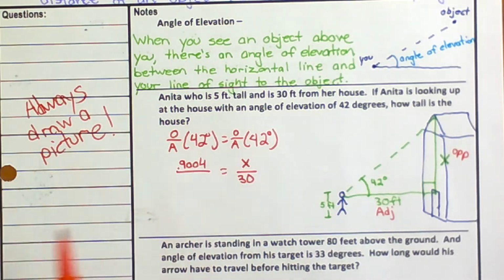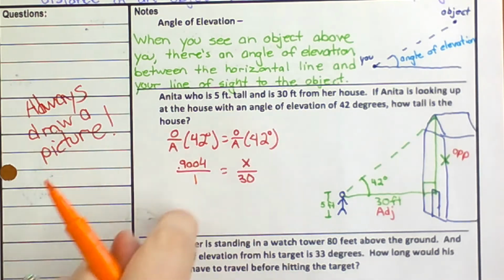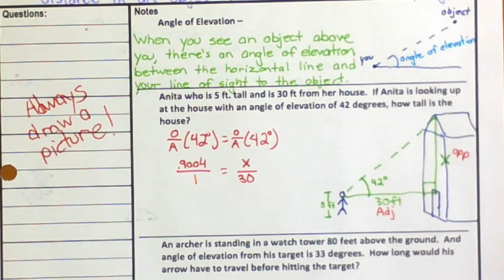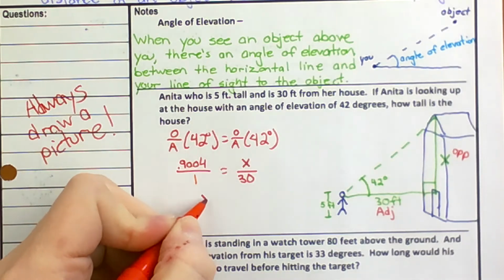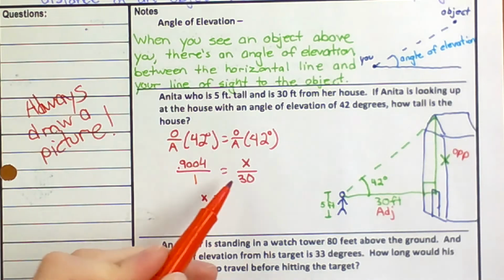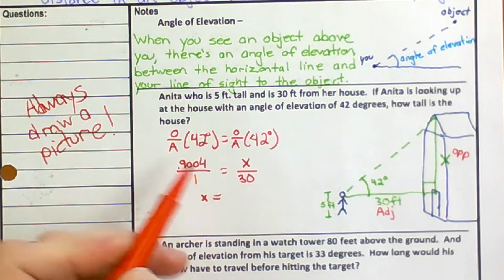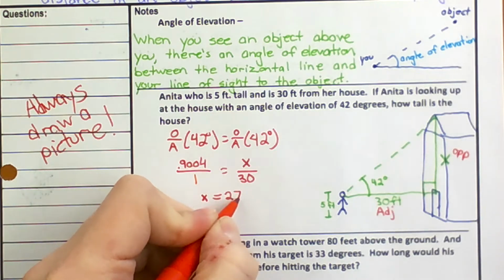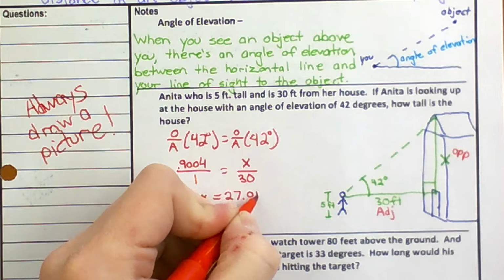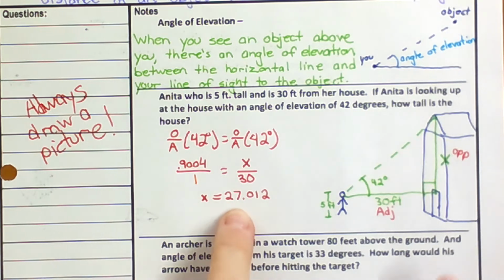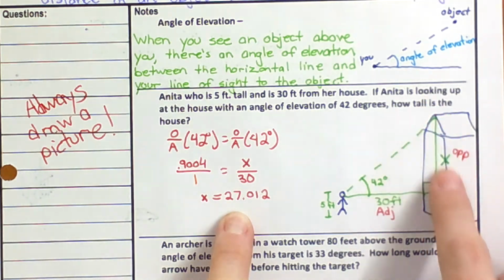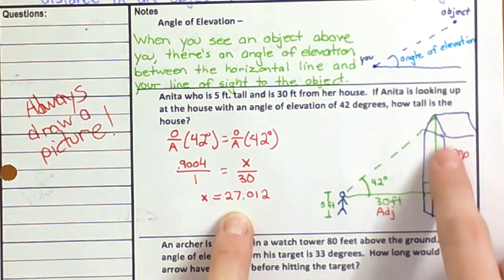So in order to cross multiply, I'm going to add that 1 underneath. So this gives me something I can cross multiply with. So X times 1 is just X, and then 30 times 0.9004, I have 27.012. So what that means is this height right here is about 27 feet.